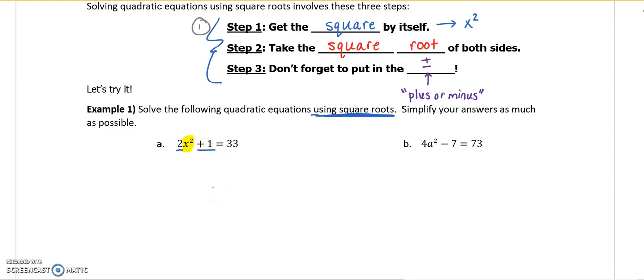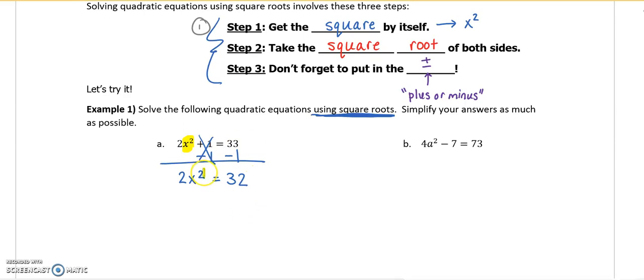Now the order is important. I'm always going to get rid of addition or subtraction first. So the first thing I'm going to do here to start to get the square by itself is subtract 1. Alright, 1 minus 1, that gets rid of my plus 1, so I'm just left with 2x squared. And then 33 minus 1 is 32.